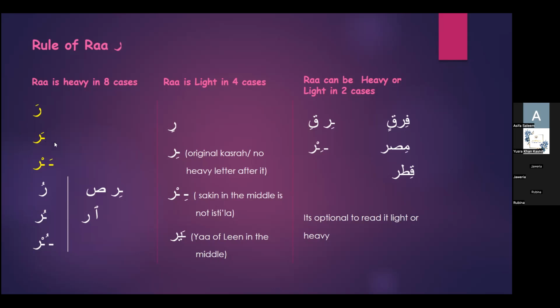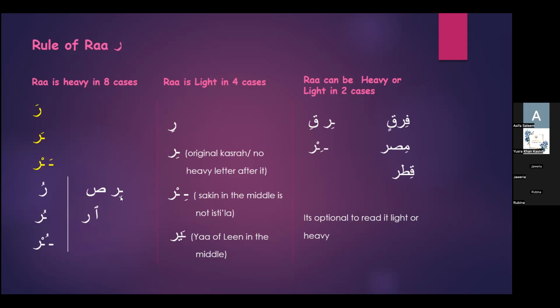Then we have these 2 exceptional rules where the ra sakina has a letter before it which is carrying a kasra. As a normal routine, we will say the ra would be light because it has a kasra before it. But if a ra sakina has a kasra before it but is followed by huruf al-isti'ala, any of the heavy letters, now this will impact the ra sakina and it will be read with heaviness, with tafkheem.